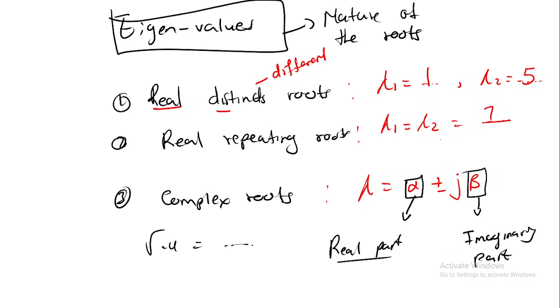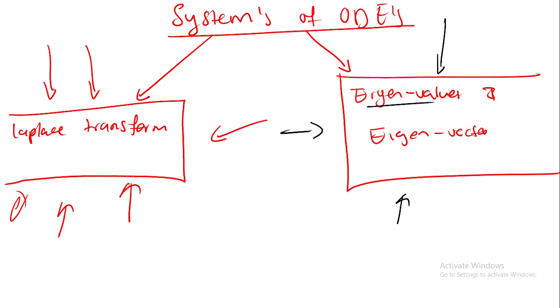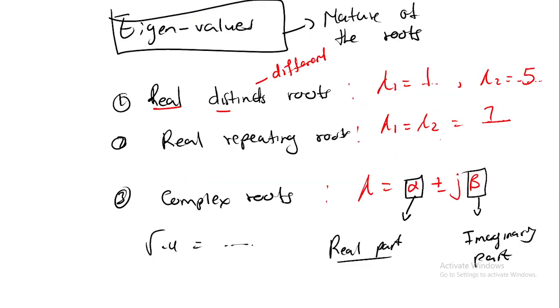So basically, in short, we have three types of roots: the real distinct roots, the real repeating roots, and the complex roots. The most important thing is that all those basics that we have been doing, calculating the eigenvalues and calculating the eigenvectors, still apply when you're solving systems of ODEs using eigenvalues and eigenvectors. So now I want us to talk about the solution.